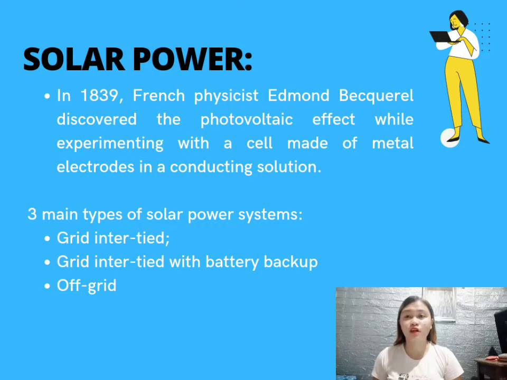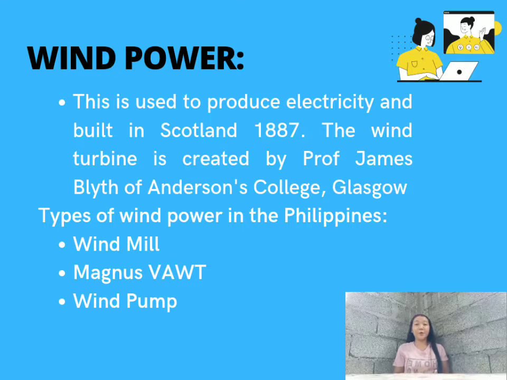There are 3 types of solar panel. First is the monocrystalline, which is high efficiency and has good aesthetics. Second is the polycrystalline, which is low cost. Third is the thin film solar panel, which is portable, flexible, lightweight, and has good aesthetics. Wind power. Wind power is used to produce electricity and was first built in Scotland in 1887. The wind turbine was created by Prof. James Blyth of Anderson's College, Glasgow.